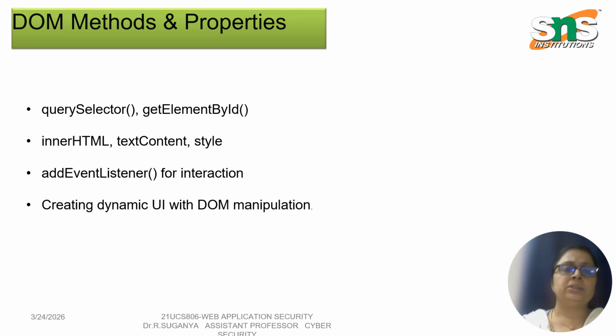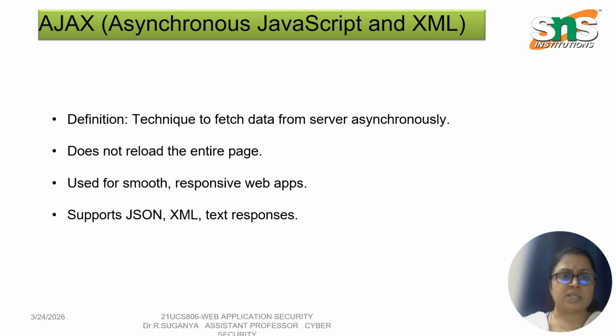The querySelector and getElementById are some methods. Properties, addEventListener is a property. Creating dynamic user interfaces and DOM manipulations, and Asynchronous JavaScript and XML, the technique to fetch data from the server asynchronously, which does not reload the entire page. It is used for smooth, responsive web apps. It supports JavaScript application objects, XML and text responses.